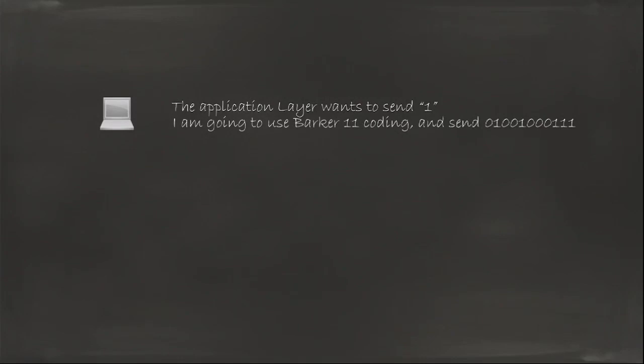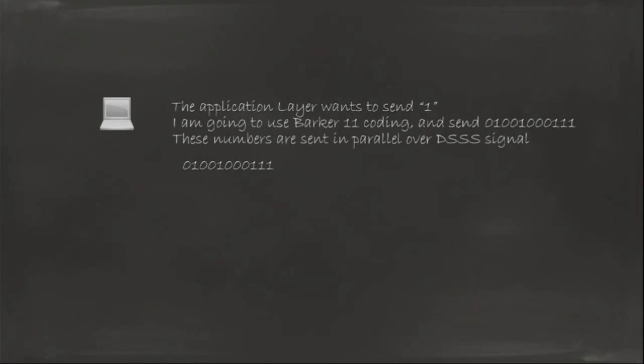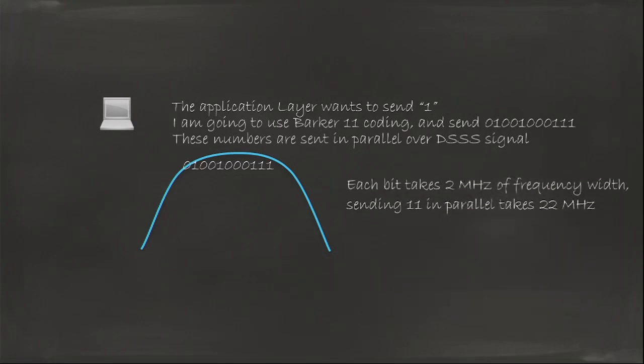So it's very robust. So you take that sequence, that long value now of 11 bits, and you're going to send those numbers in parallel over this spread spectrum signal like this. That's why you were seeing the wave in the previous slide showing that none of these numbers being sent in parallel. To get into the nitty-gritty details, each bit takes 2 megahertz of frequency to be sent. So if you need to send 11 in parallel, you need to have 22 megahertz wide frequency for your transmission. So that's the size of the DSSS basic transmission in Wi-Fi.